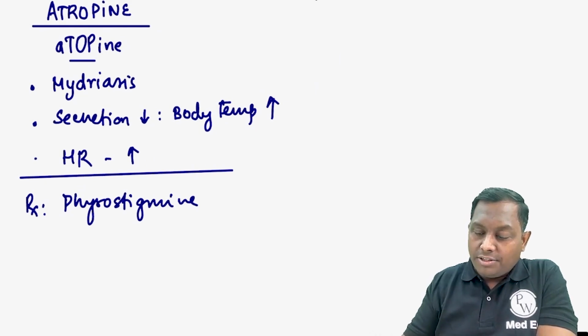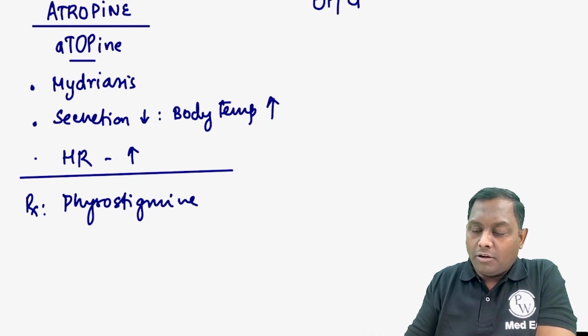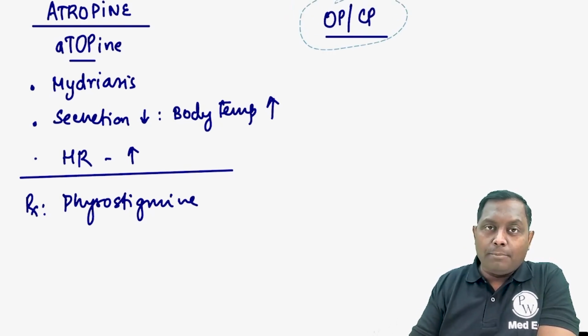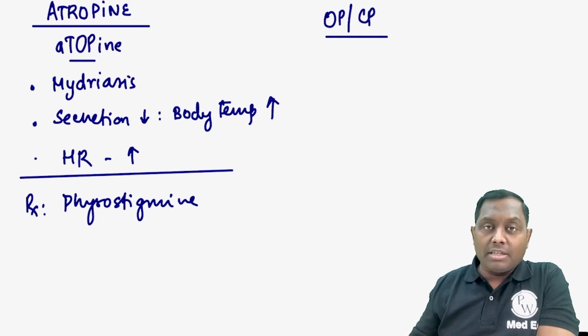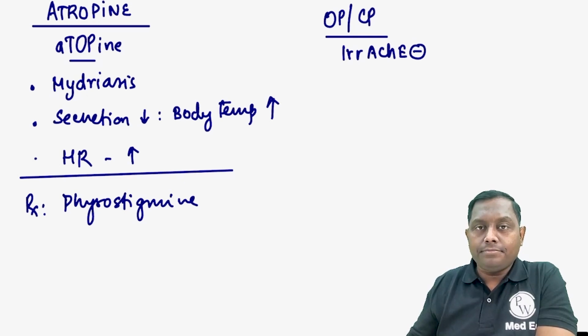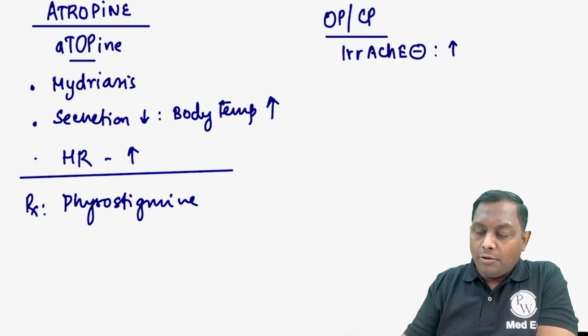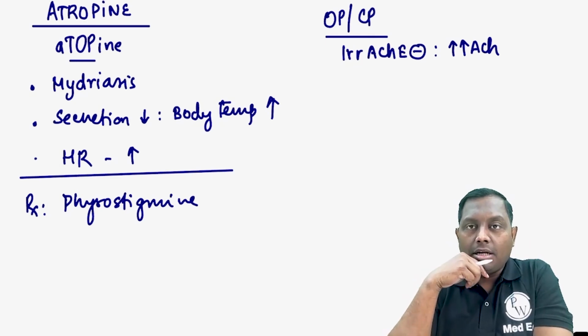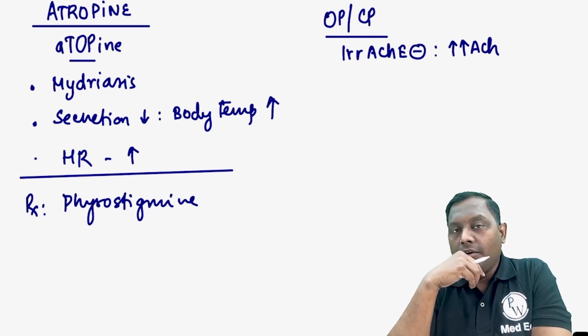And a close differential that I was telling you is carbamate and organophosphate. Why am I telling close? Because although they are not close, they are poles apart. Their symptoms are exact opposite. So organophosphate and carbamate, what are these? These are actually irreversible acetylcholine esterase inhibitors. They are ultimately going to increase the level of acetylcholine.